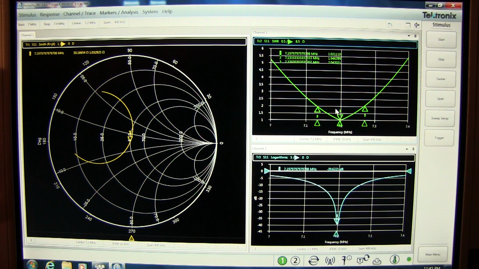Okay. Of interest to most hams would probably be this plot right here, which is showing me my standing wave ratio, or SWR, versus frequency. And I've actually put a pair of markers here at the 2-to-1 SWR points. And this indicates that I've got something in the neighborhood of about 140 kilohertz of 2-to-1 SWR bandwidth. So covering not quite half of the 40 meter amateur radio band. And of course, of interest to most RF engineers would probably be just the log magnitude of the reflection coefficient, which is shown down here. But all of these are essentially the same measurement, just displayed a couple of different ways.